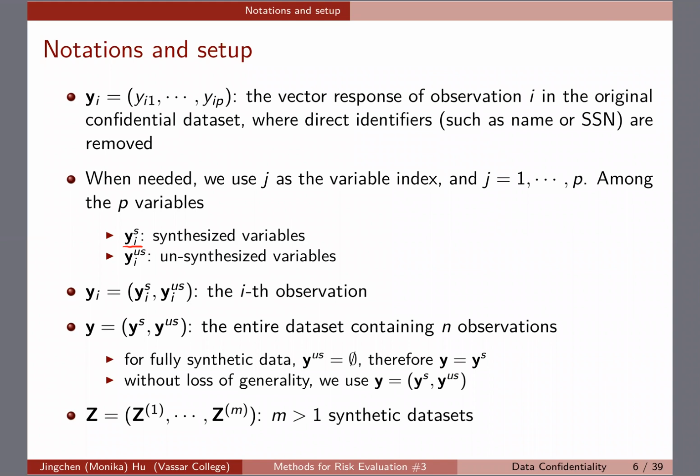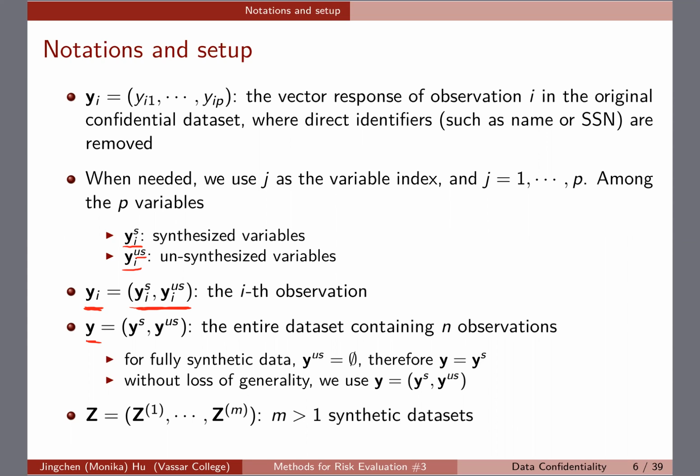So we use Y_i^S to represent the synthesized variables, and notice that we also use boldface here just to represent that it's possibly a vector. And then we use Y_i with superscript US, where U stands for unsynthesized variables. So we have the synthesized variables and the unsynthesized variables, and you're able to express Y_i as the collection of the two, because for each of the p variables, it's either synthesized or unsynthesized.